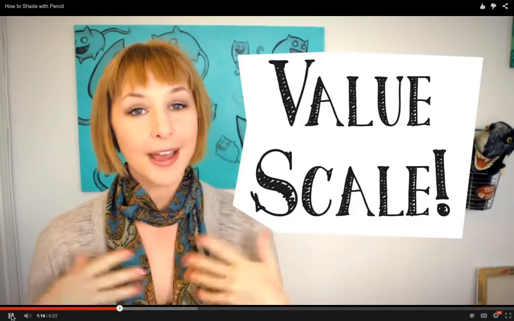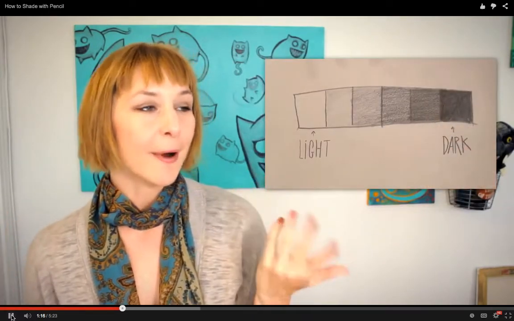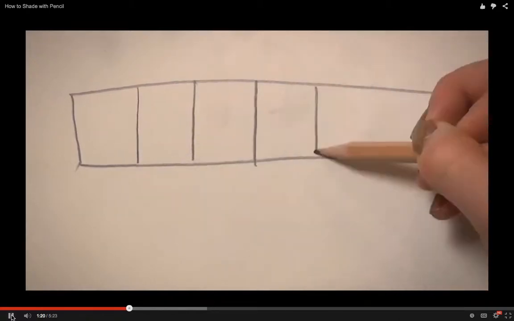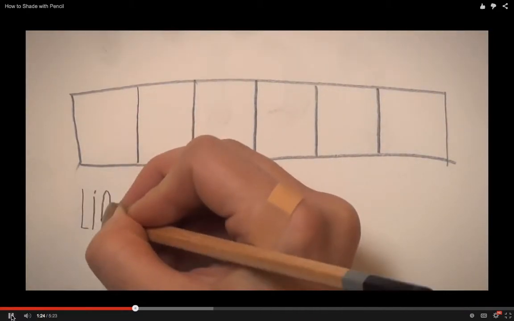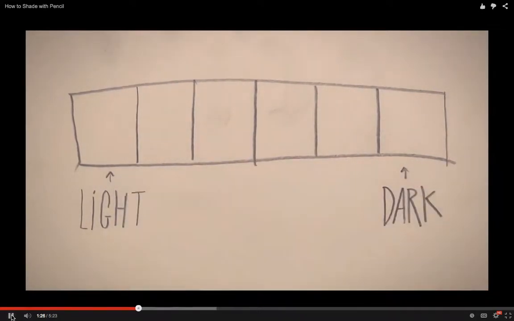So the most basic part about shading with pencil is pressure. Light pressure gives you light lines, hard pressure gives you dark lines. Now to get better at shading, you gotta practice controlling that pressure. You can do this by making a value scale, or a shady bar. I prefer shady bar. To make a value scale, draw a long rectangle and divide it into about 5 or 6 different boxes. Pick one end to be your light end and one end to be your dark end.